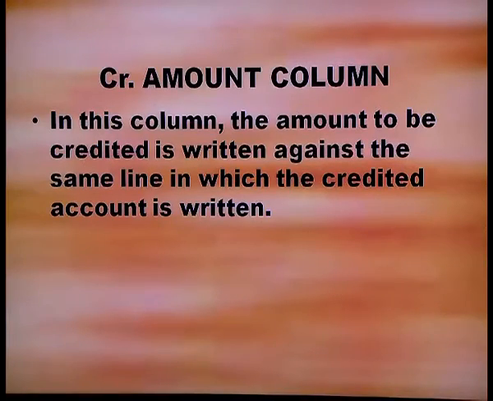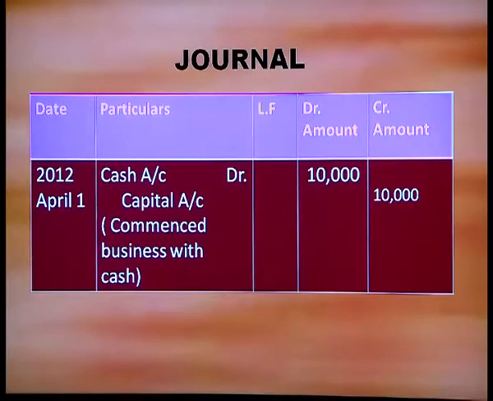Last column is credit amount column. CR means credit. In this column, the amount to be credited is written against the same line in which the credited account is written. Once again, I am showing you a journal with one entry. Here there is a transaction, commenced business with cash. Here date column is filled. Particulars column is filled with the account to be debited and the account to be credited. And then ledger folio column, then debit amount column and credit amount column.